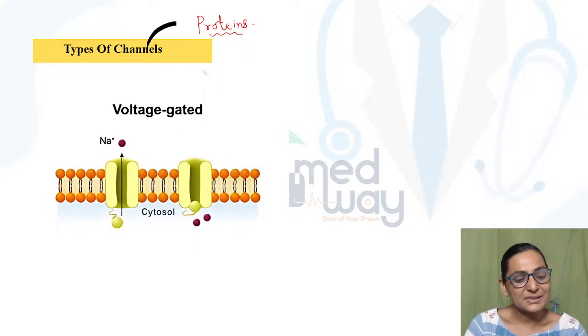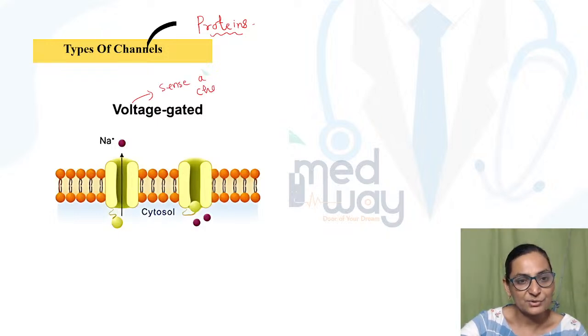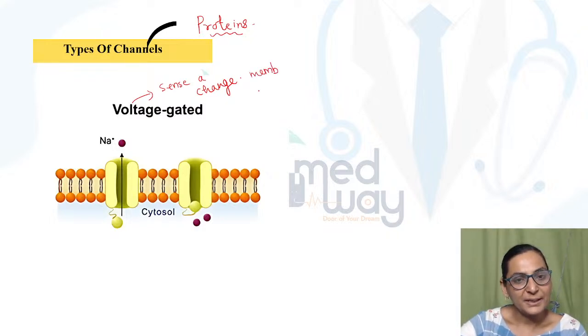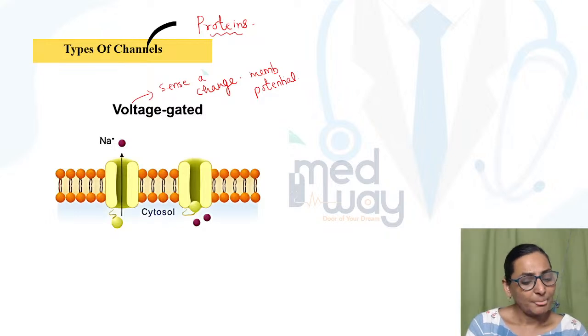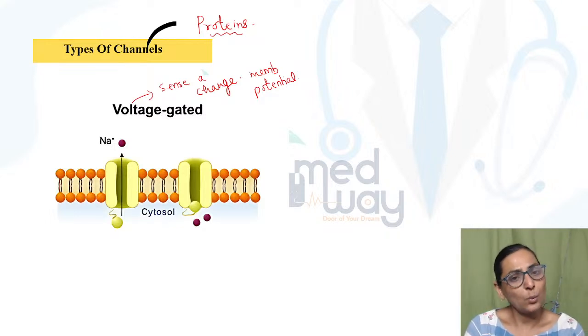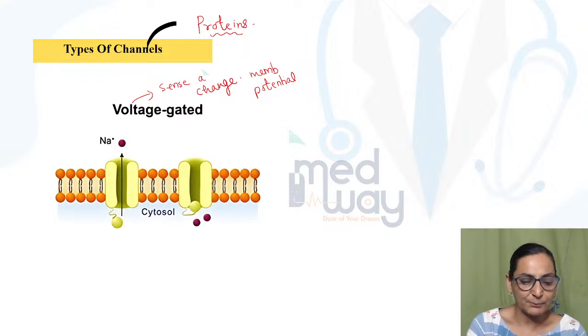So the first very important are the voltage gated channels. Why are they called voltage gated? Because they are able to sense a change in membrane potential. So whenever there is going to be any change in the membrane potential, they are going to sense it. They are voltage gated, that means they are going to open only with a change in the membrane potential. They will not open if there is binding of a ligand or by some other stimuli.